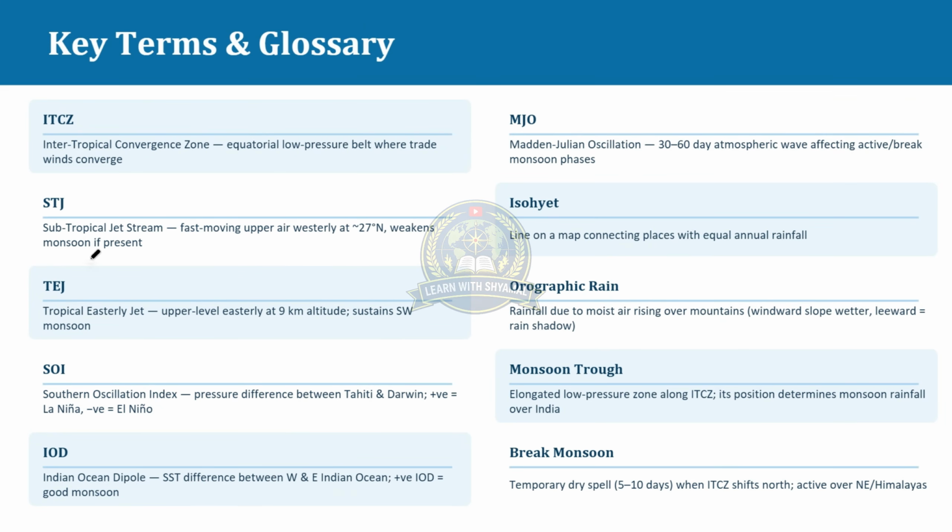Okay, key terms and glossary. ITCZ, intertropical convergence zone. STJ, subtropical jet stream. TEJ, tropical easterly jet. SOI, southern oscillation index. IOD, Indian Ocean Dipole. MJO, Madden-Julian oscillation.